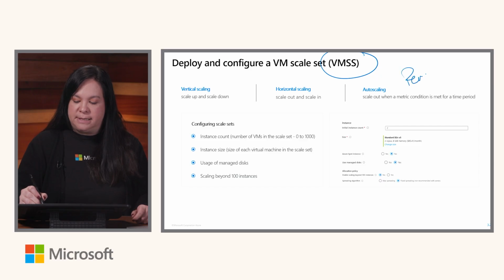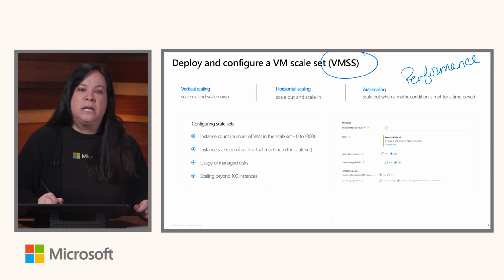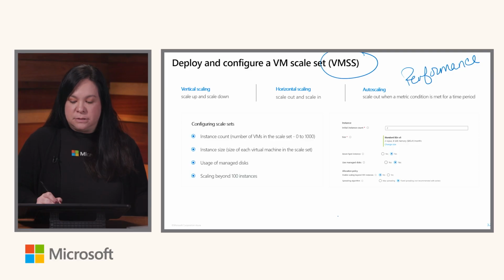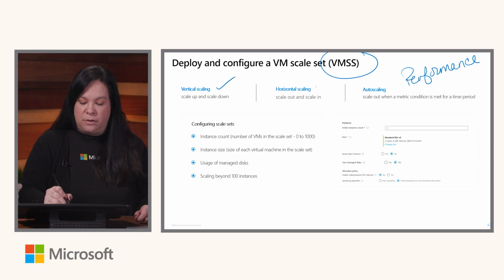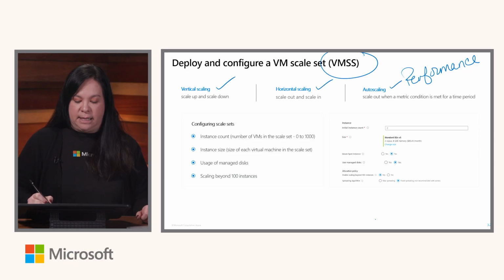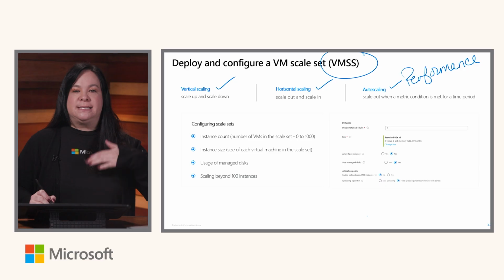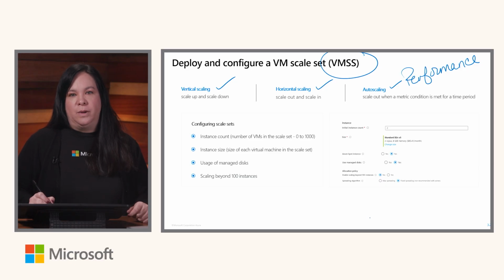So for virtual machine scale sets, know that's when you're going to be working with performance, right? So you want that high availability, but you also want the machines to perform when they need to. Right? And that's going to be part of that auto scaling. So know the difference between vertical, horizontal, and auto scaling. Right? Know that you can scale up and scale down, and what's the difference between the two of those.